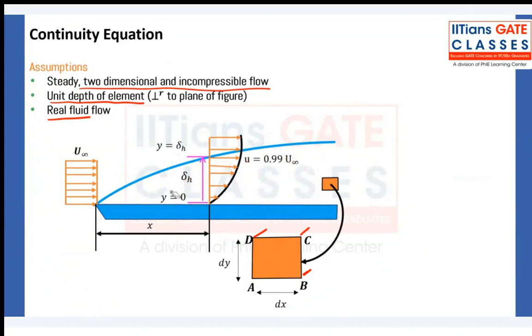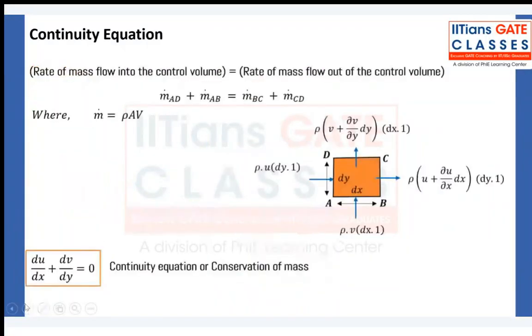So let me take a fluid element inside this boundary layer thickness. This is dy. I have named the corners A, B, C, D. It is a very small element whose height is dy, length is dx, and depth is 1. Mass conservation is whatever is going in will be equal to going out, so the rate of mass flow into the control volume equals the rate of mass flow out of it.